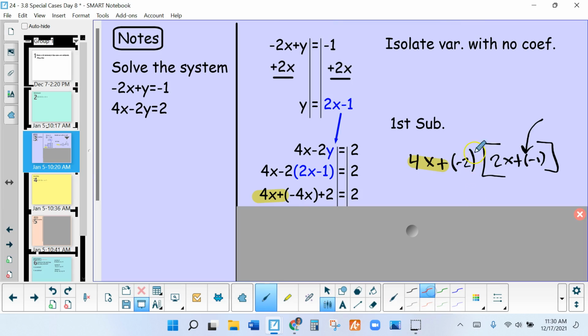So now I'm going to go like this. I'm going to go -2 times 2x, which is -2x. I'm going to go -2 times -1. Negative times negative is positive. 2 times 1 is 2. You guys see where that came from right there?